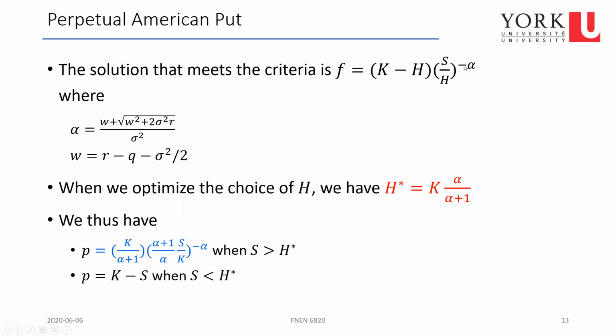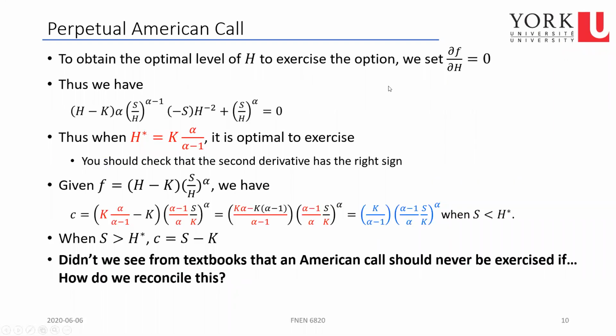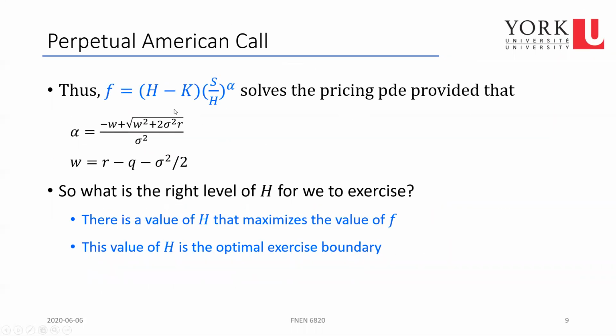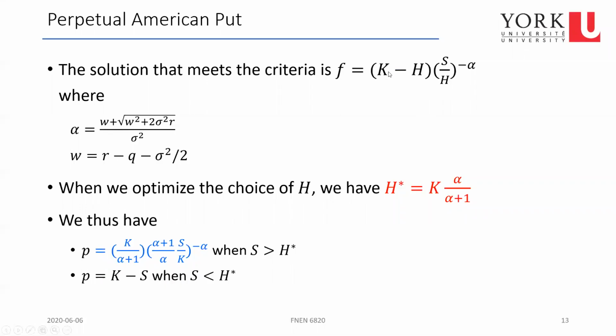Here, notice that this is minus alpha, and here is K minus H. For the call, you actually have H minus K, and there's alpha here. But for the put, it's K minus H, with a minus alpha here.